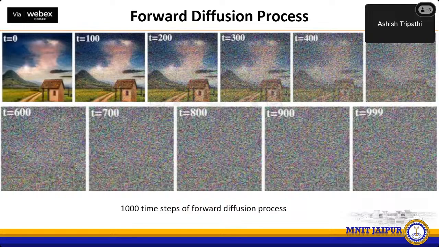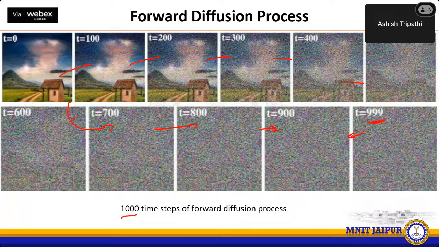Now this is the 1000 time steps for the forward diffusion process. This is the image at t equal to 0, then 100, then 200, 300, 400, 500, 600, 700, 800, 900, and 1000.